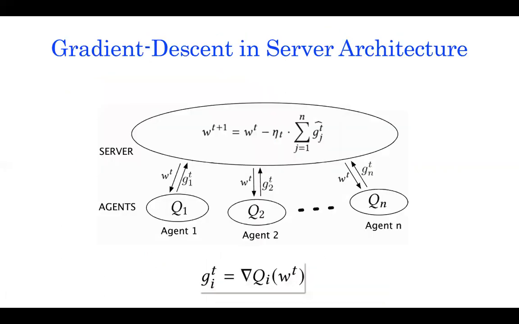Now, this distributed variant of gradient descent is quite natural in a server architecture setting, where the server maintains estimates of the optimum. They broadcast these estimates to the agents. Each agent computes the gradient of their local cost function and sends these gradients to the server. Now the server takes the aggregate of all the gradients received from the agents and updates its current estimate in the opposite direction, as shown here. I'll shortly discuss what the tilde sign is.